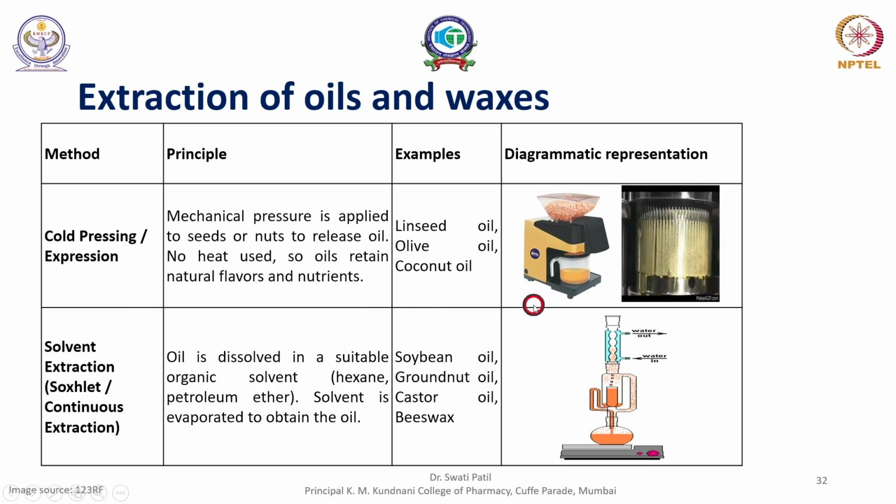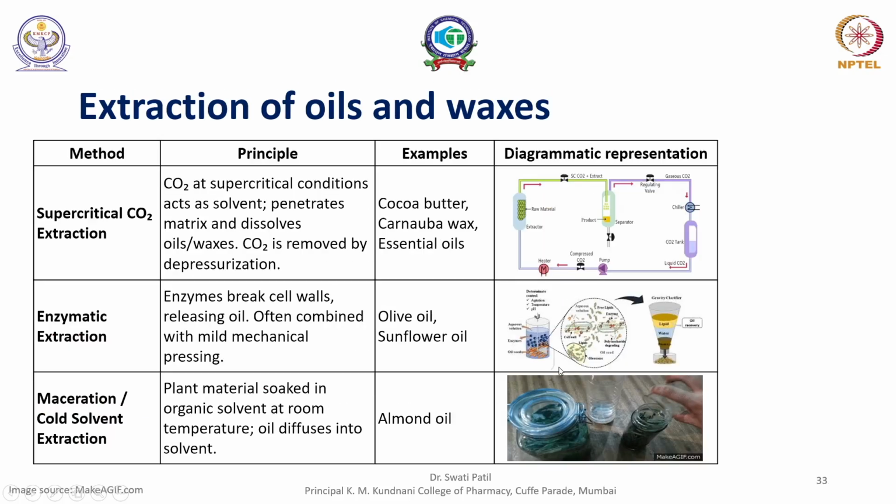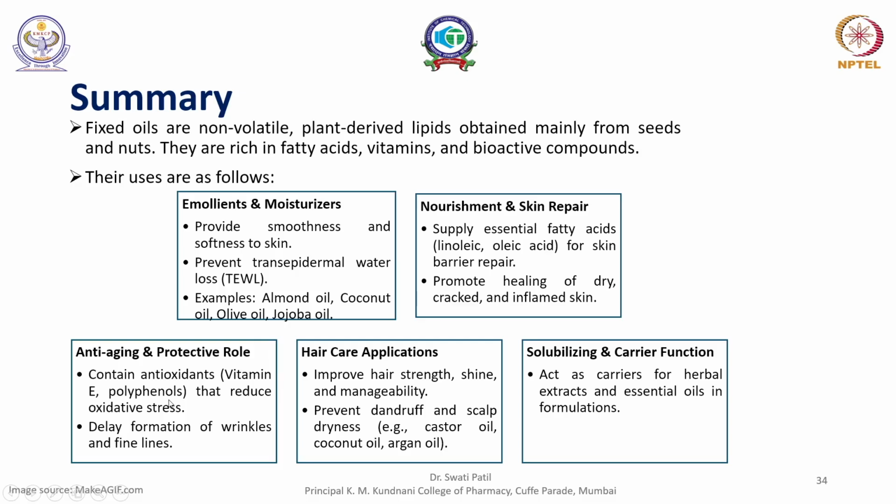On lab scale you can use a Soxhlet apparatus to extract, but on larger scales a supercritical fluid extraction can be used for good quality fixed oil and waxes. This uses carbon dioxide at supercritical temperature to extract the constituent. Enzymatic extraction can be used for oils like mustard oil, and also maceration or cold solvent extraction.